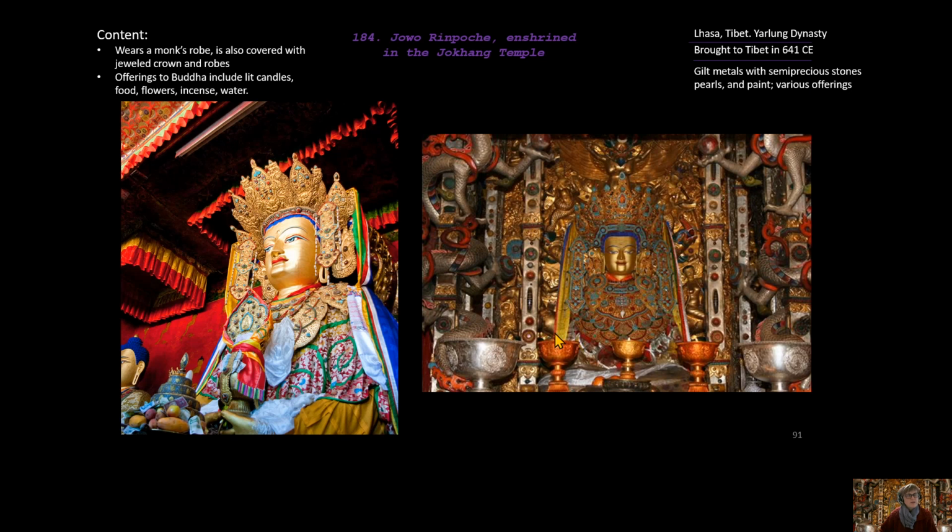As for content, the statue is actually dressed, so you can see clothing over it, and he's covered with jewels, and this crown is placed on top of the statue itself. The Buddha, notice, has this bright blue hair, and then in front of the Buddha, you can see offerings that include candles, food, flour, incense, water for the Buddha to drink, and water for the Buddha to wash up with.